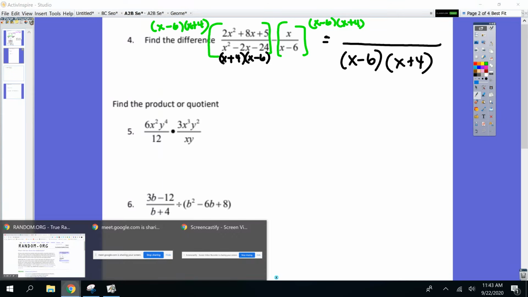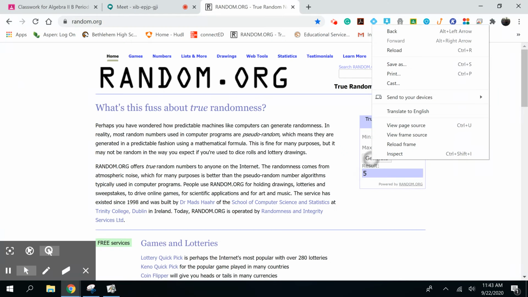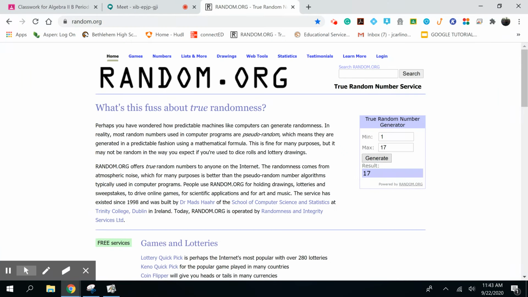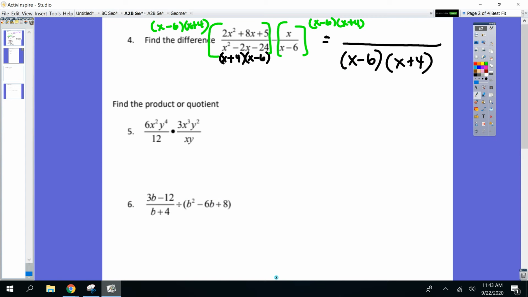All right, here we go, ladies, gentlemen. Katie, here we go. Ready? This 2x squared plus 8x plus 5. What should I be multiplying that by after I'm done crossing everything out?